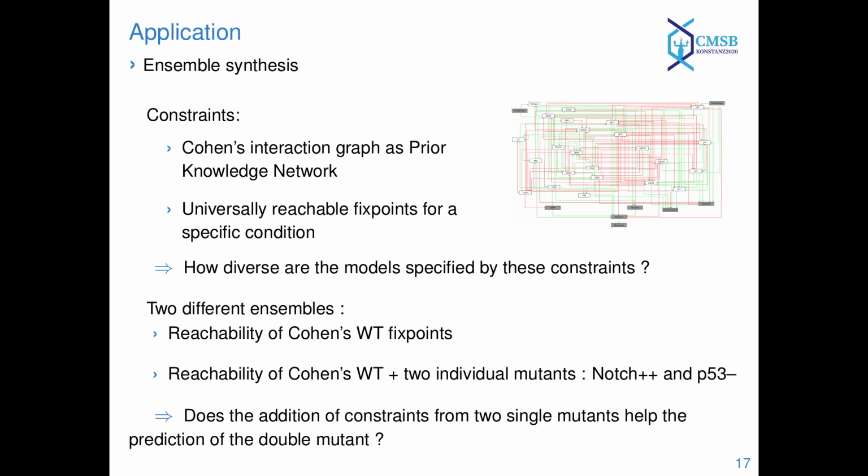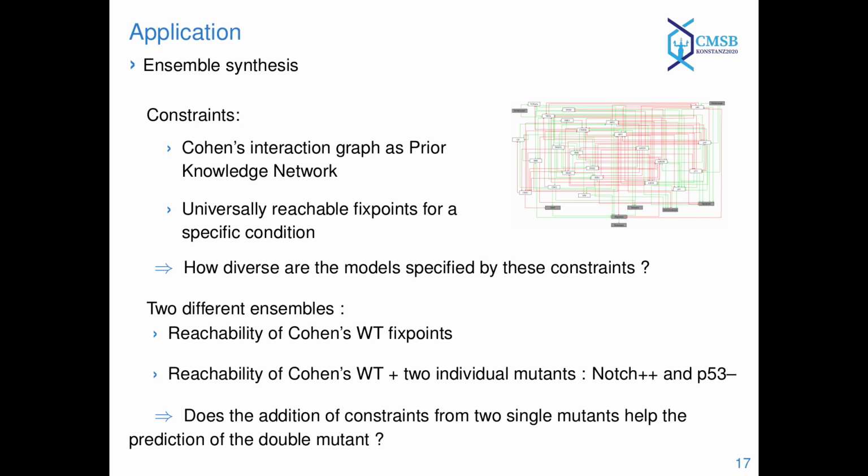So when we built these ensembles, we thought about using the interaction graph of Cohen as a prior knowledge network, so basically as a constraint, using the list of all the known interactions and their signs. Then we also added universally reachable fixed points for a specific condition. This will allow us to see, with this constraint, what is the diversity of models, behaviors and phenotypes that we can simulate.